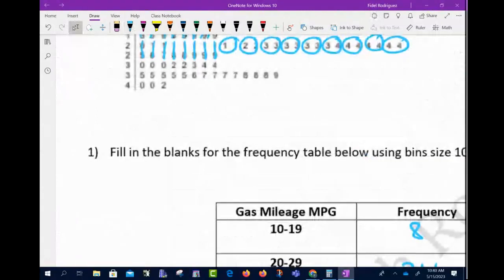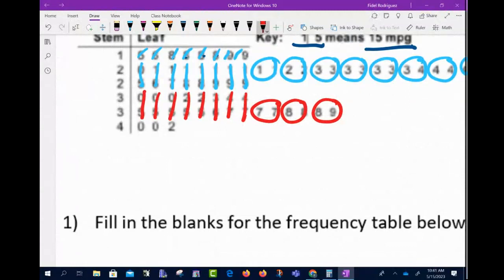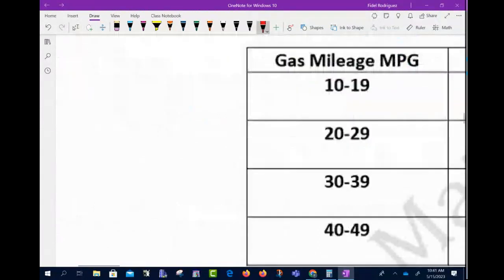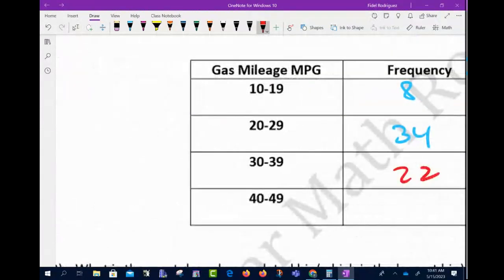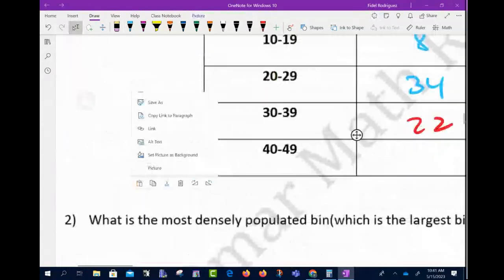Let's do the same thing for the 30s, y'all. Okay. Can we do this, y'all? Can we go 2, 4, 6, 8, 10, 12, 14, 16, 18, 20, how much? 22, right? Y'all, how many cars get in the 40s? 3. Sorry.